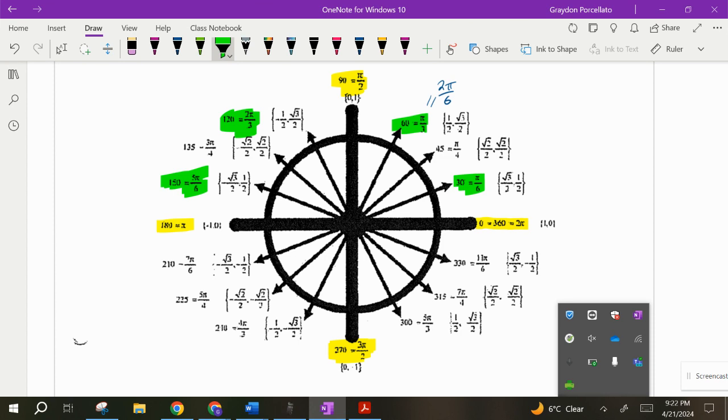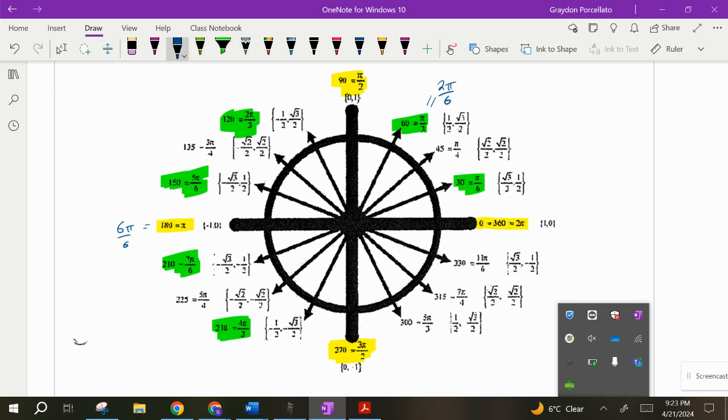Go up another 30, we get to 180, or pi, 6 pi over 6. And I could write that in there. This is the same as 6 pi over 6. Go up another pi over 6, or 30 degrees, we get to 210. Go up another 30 degrees, or pi over 6, we get to 8 pi over 6, which simplifies to 4 pi over 3.